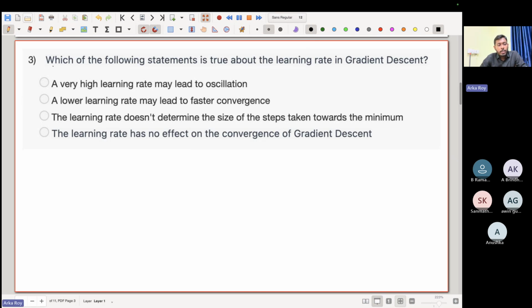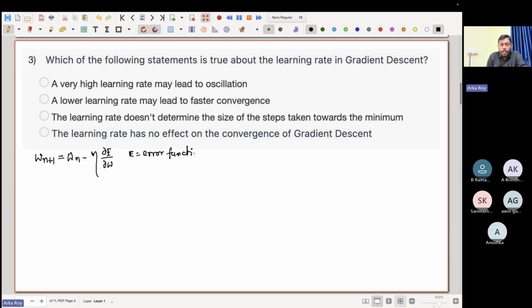So the next question states: which of the following statements is true about the learning rate in gradient descent? Before going directly to the solution, let us write the equation of gradient descent. At the n plus 1th iteration, W n plus 1 equals Wn minus eta, that is the learning rate, times del E by del W. E is basically the error function.